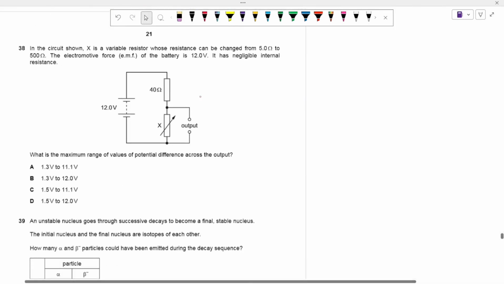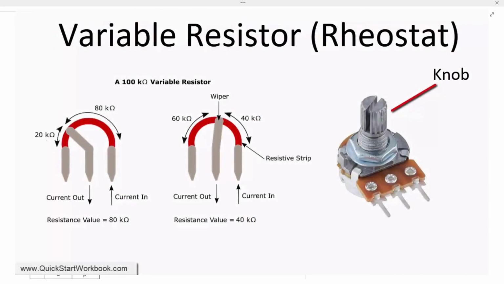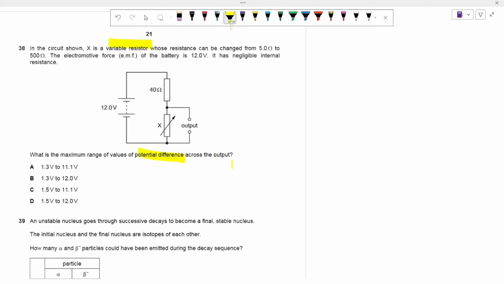38. In the circuit X is a variable resistor, so you can change its resistance from 5 to 500. The electromotive force EMF of the battery is 12, and it has negligible internal resistance. What is the maximum range of values of the potential difference across the output, right? So we're given a variable resistor, and we can change its resistance from 5 to 500, right?